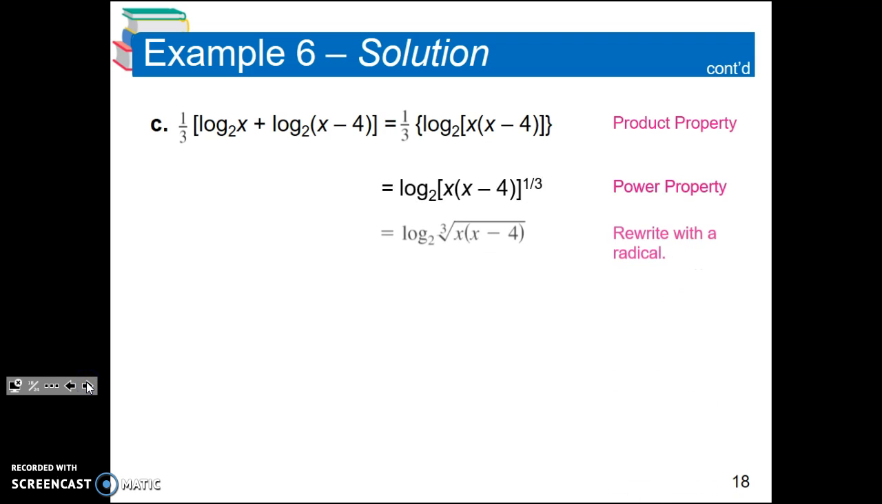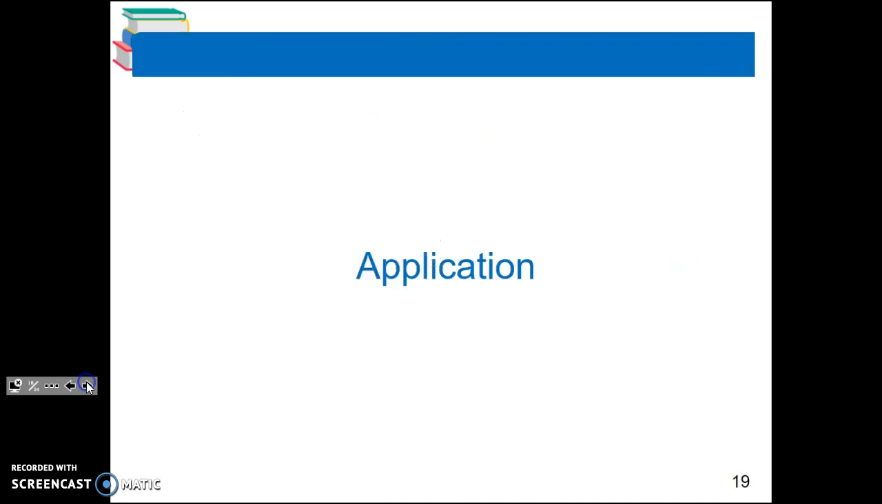The third one we can go through here using the power property first. Our 1/3 becomes the power of the entire inside brackets, which is the product property. So we've combined that. 1/3 is simply the cube root of our expression.